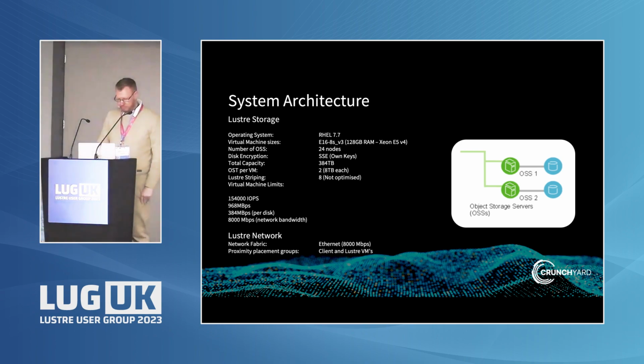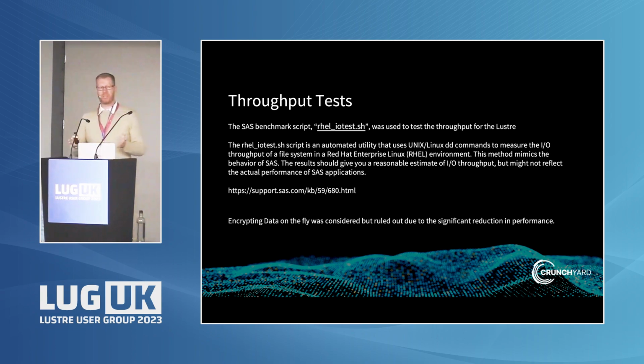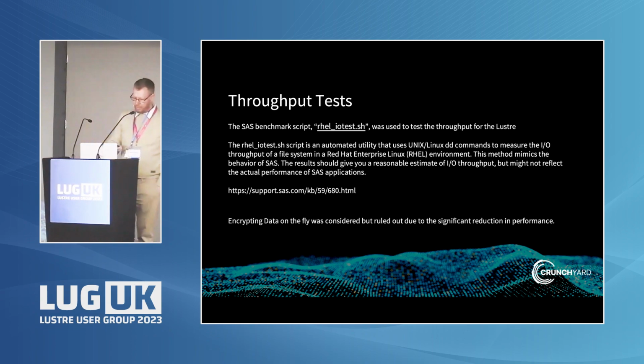The throughput tests we ran made use of SAS's own testing facility. That's their script, pretty much a DD script that mimics the performance of SAS, distributed over all of the clients. Another thing we potentially had a look at, being a financial institution that's really sensitive about data, was encryption, but we left that. The reason we left it was that it impacted performance too much if we did encryption on the fly.